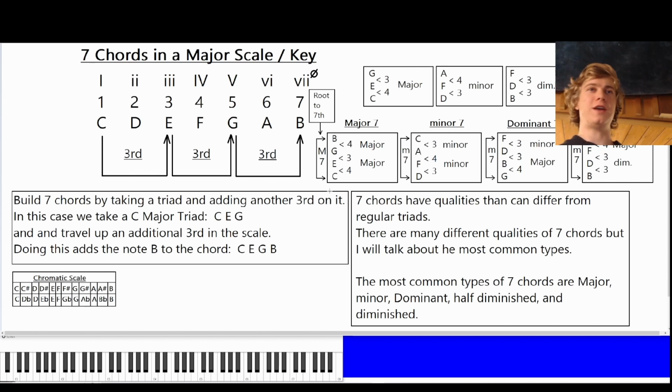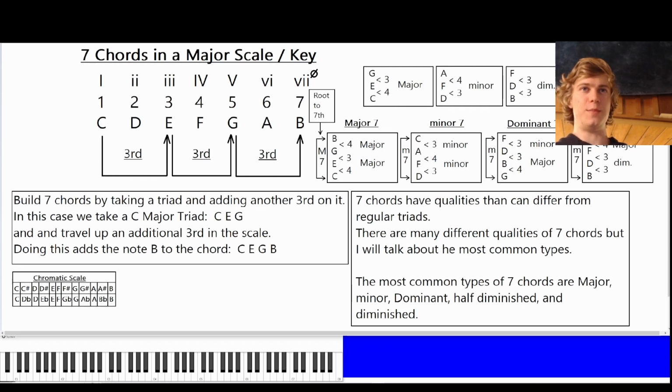Okay, so before I get rid of all the notes here, I'm just going to explain some stuff. 7th chords can have some different qualities that differ from regular triads. These are now 7th chords. So if we're just talking about the 7th chords that occur in a major scale, when you're just using notes that are in your scale, and you start to build chords off of it, you have a major 7th, you have a minor 7th, you have a dominant 7th, and you have a half diminished 7th.